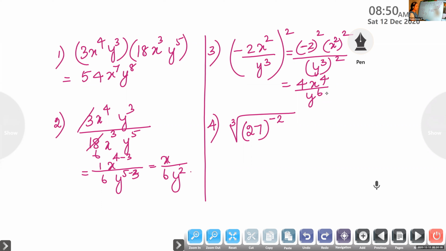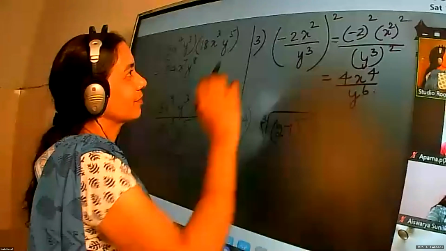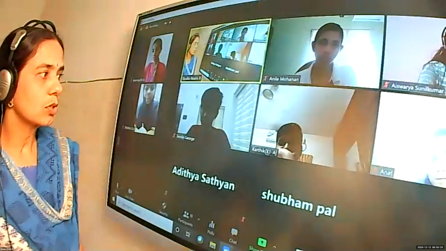How to do this? Cube root of 27 raised to minus 2. Cube root means what does it mean? Cube root means what is the power, Karthik? 3 raised to 3. Cube root, square root means? Square root. Square means power.